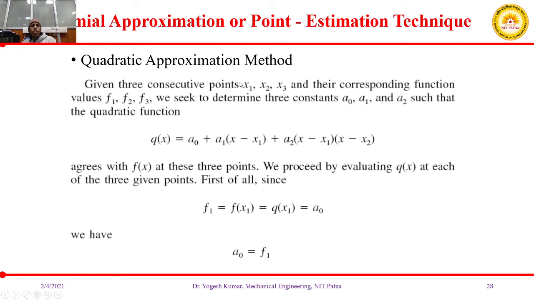There are three consecutive values of x which have been taken. These values are x1, x2, and x3, and their corresponding function values are f1, f2, and f3. What we are supposed to do in this method is determine three constants.